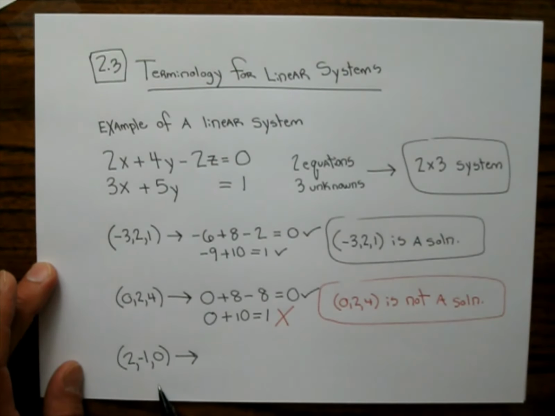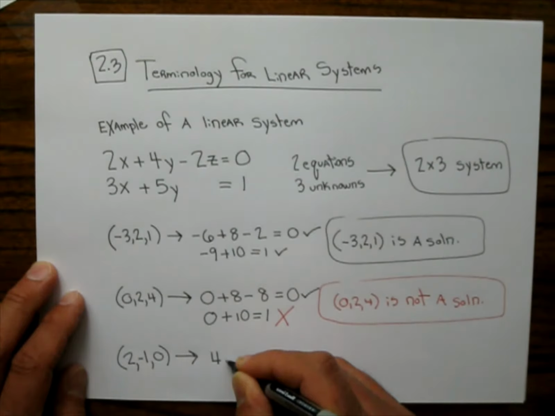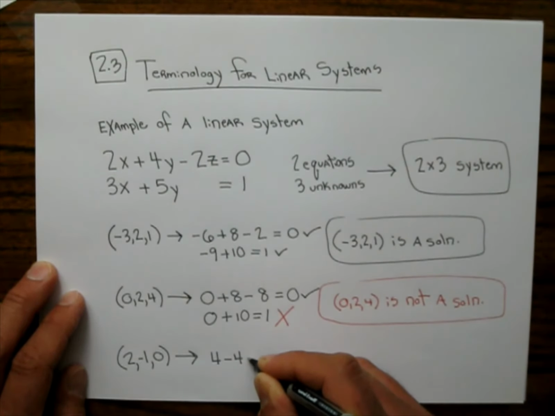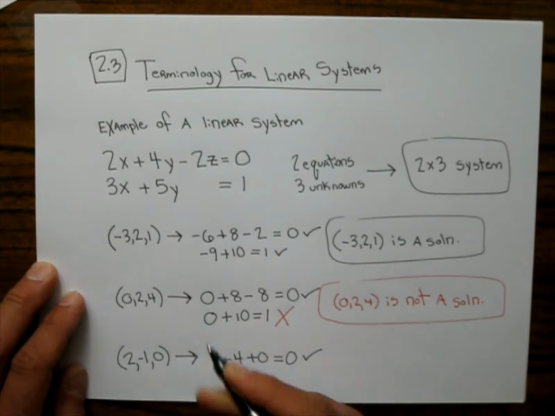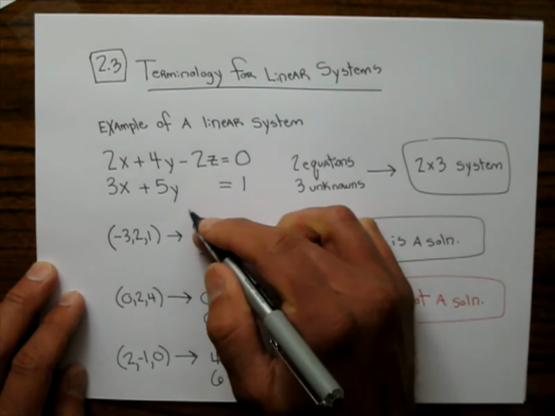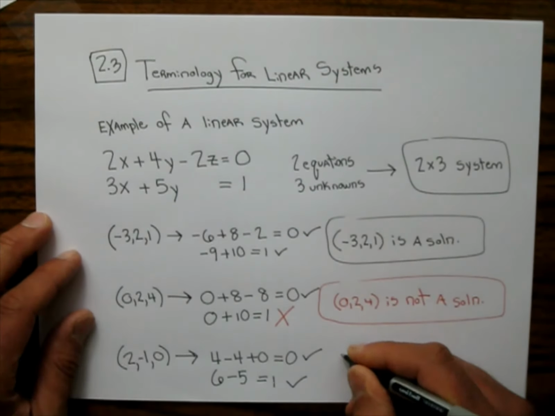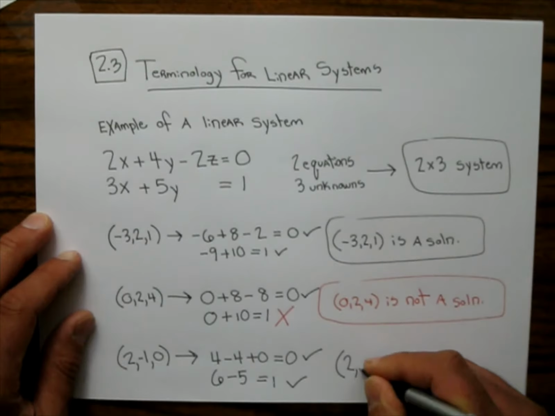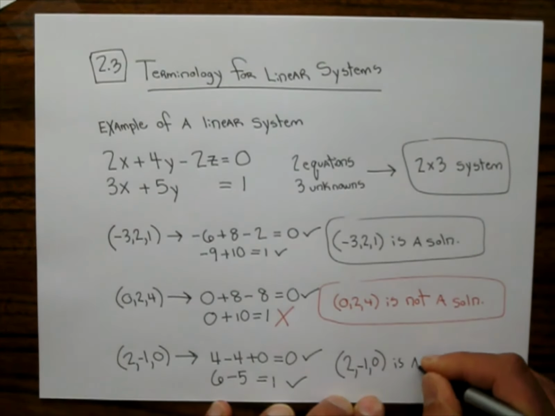So check to see if that's a solution. Maybe you can pause the video. Okay, here it goes. I have 4 minus 4 plus 0, or you could say minus 0. This equals 0. Okay, that's a check. And then the next one is 6 minus 5, plus, well, there's nothing else, that equals 1. Wow, so what does that say? That says that (2, -1, 0) is a solution.